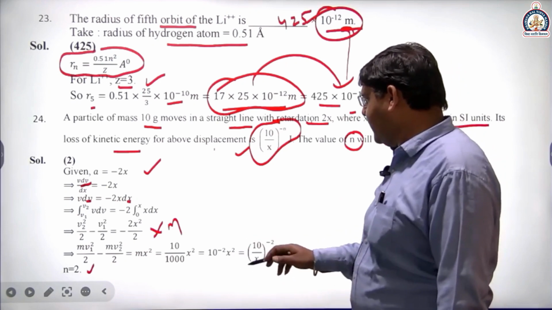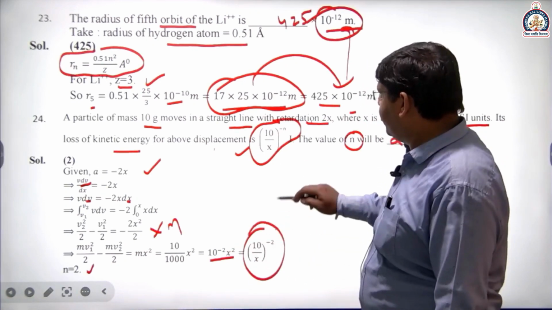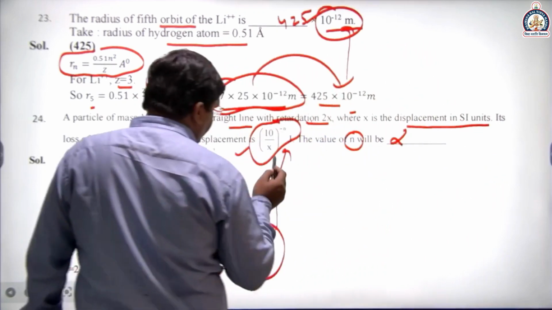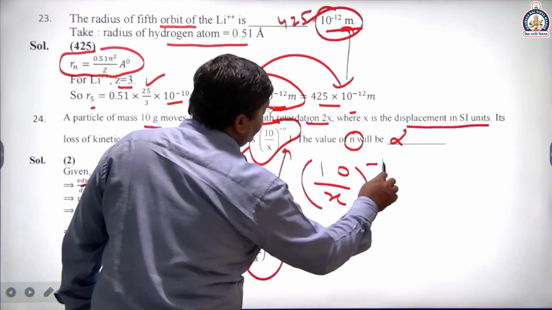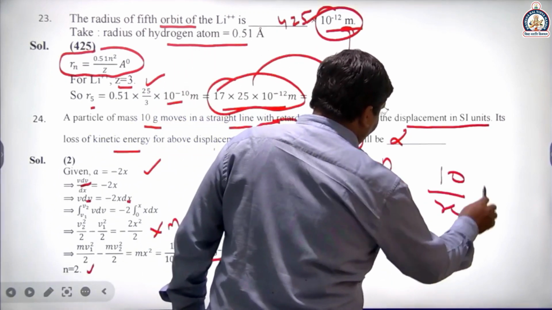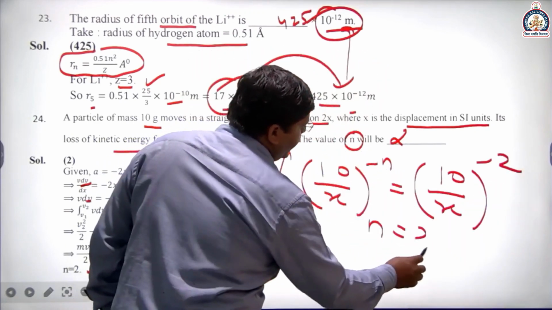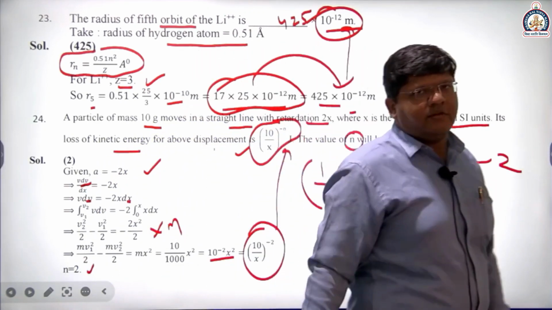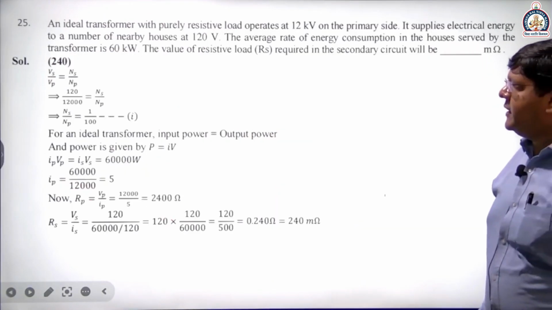So the difference of kinetic energy is in this format. On comparing this with 10 raised to power x, 10 raised to power x raised to power minus n, and this is 10 upon x raised to power minus 2. On simply comparing we get n is equal to 2. This is our required option. Okay, moving to the next part.